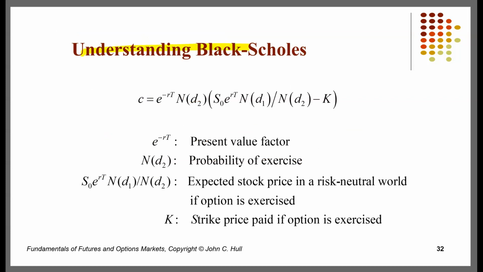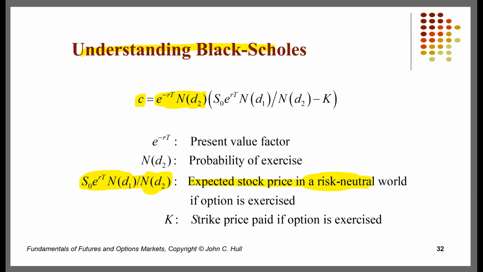How do we understand Black-Scholes? We talked about this. We can rewrite the call option essentially by factoring out the present value factor and ND1. And so this term that we have here, which is the ratio of the expected future value of the underlying divided by the probability that the stock price expires in the money, or the probability that the option is exercised, that gives you an expected price of the underlying in the risk neutral world.